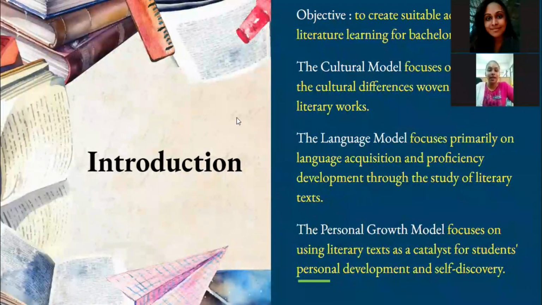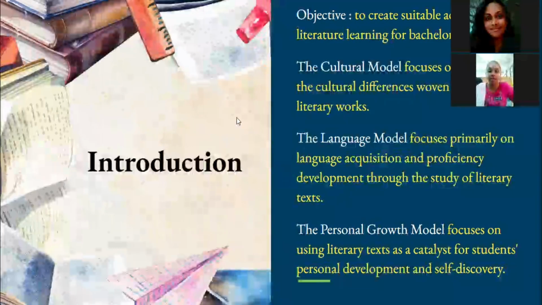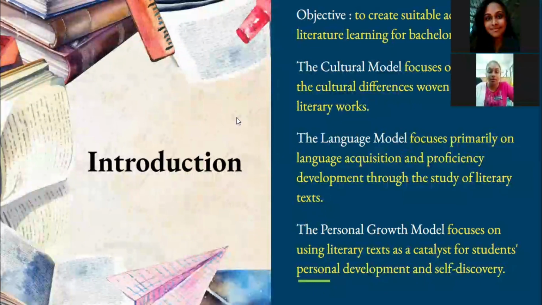So today I'm going to present the introduction for our group's assignment. Firstly, the objective of this assignment is that we are assigned to create suitable activities in the literature unit for bachelor students. So all the activities that we are required to create for this assignment shall be suitable for bachelor level students.